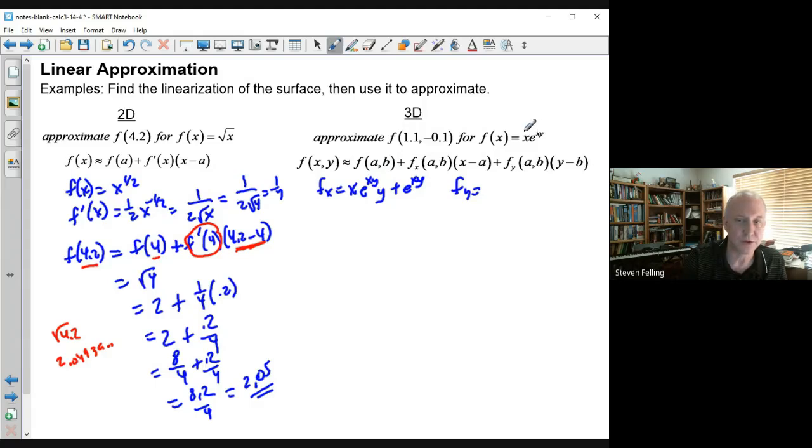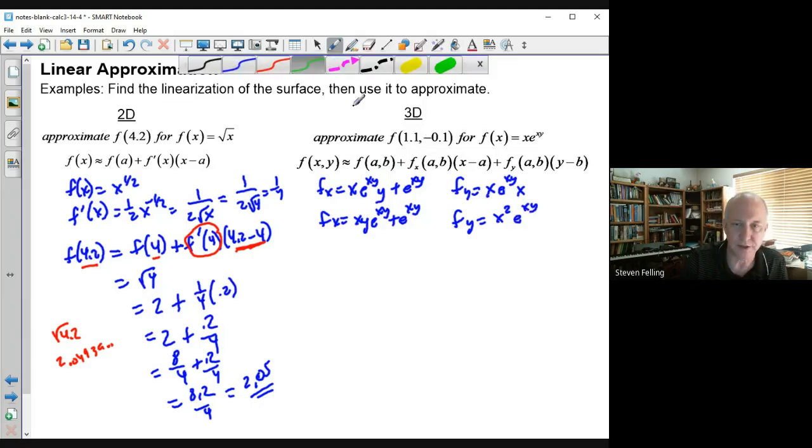Here's fy. For y, x is considered a constant, so it's just a constant. And then we have the derivative of e to the yx, which is the copy, times the derivative of the inside, which would be another x. Let me simplify this a little bit. We have x times y e to the xy plus e to the xy for the partial derivative with respect to x. And for fy, we have x squared e to the xy. Okay, now we want to evaluate those specifically at the point value.